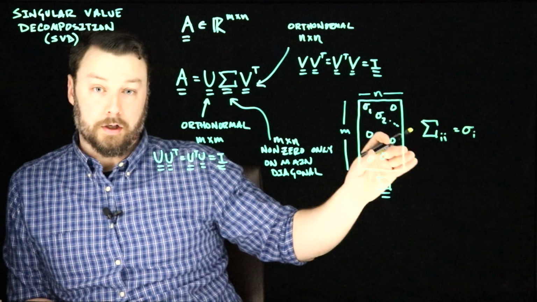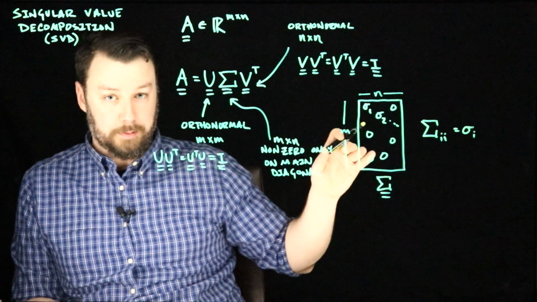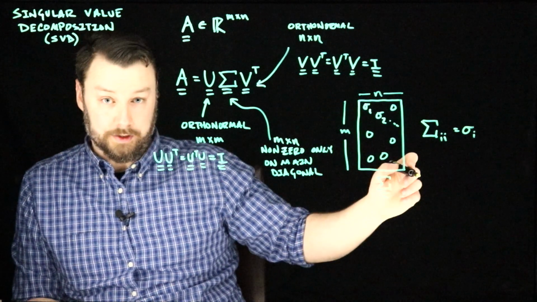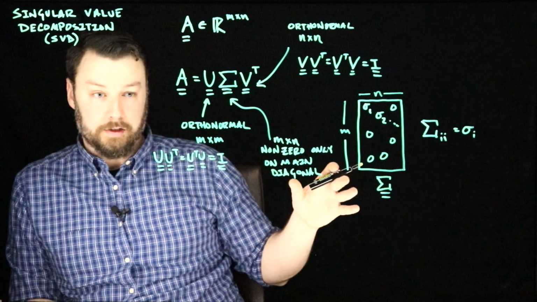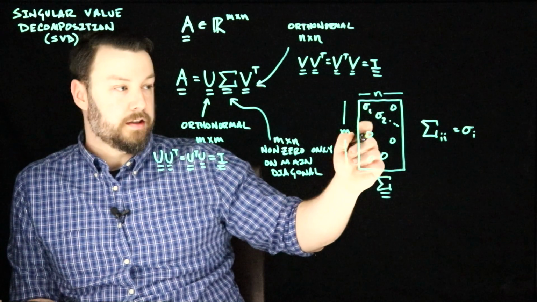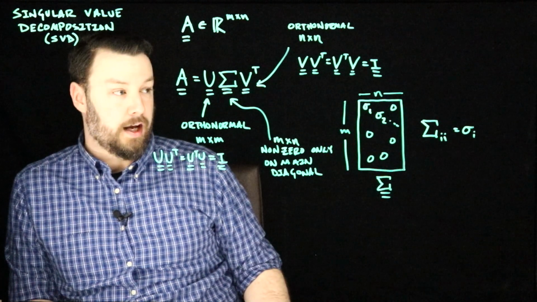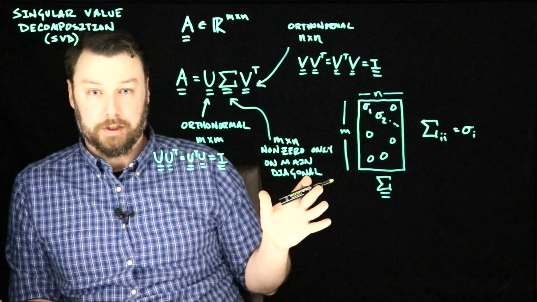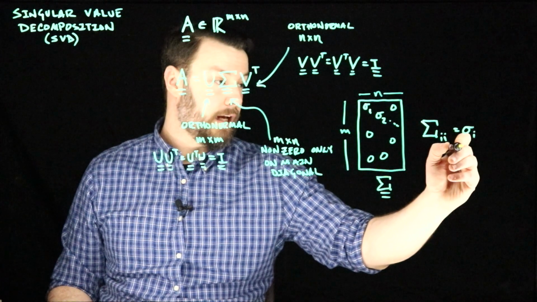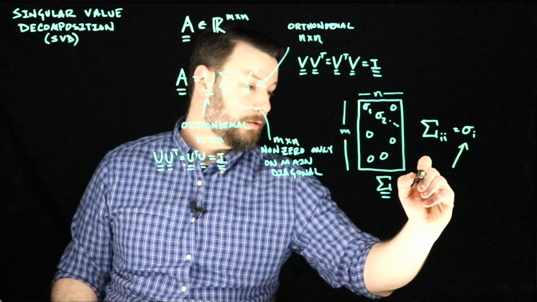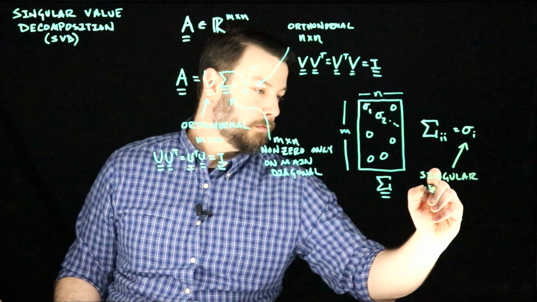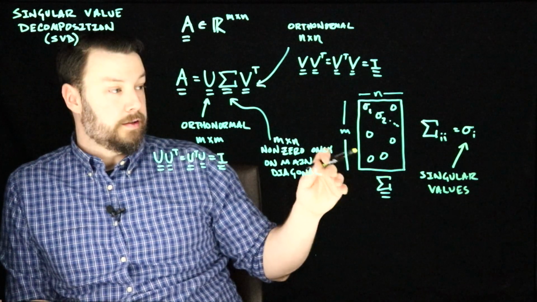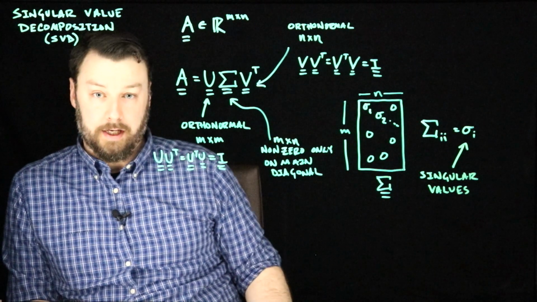The singular values are always non-negative, so they can be zero, but otherwise they're positive. Conventionally, we write them in decreasing order. This decomposition is nearly unique, so sigma is unique, but it's possible that some of the sigmas would have identical values, and in that case, U and V will not necessarily be unique. And the number of non-zero singular values is the rank of the matrix A.